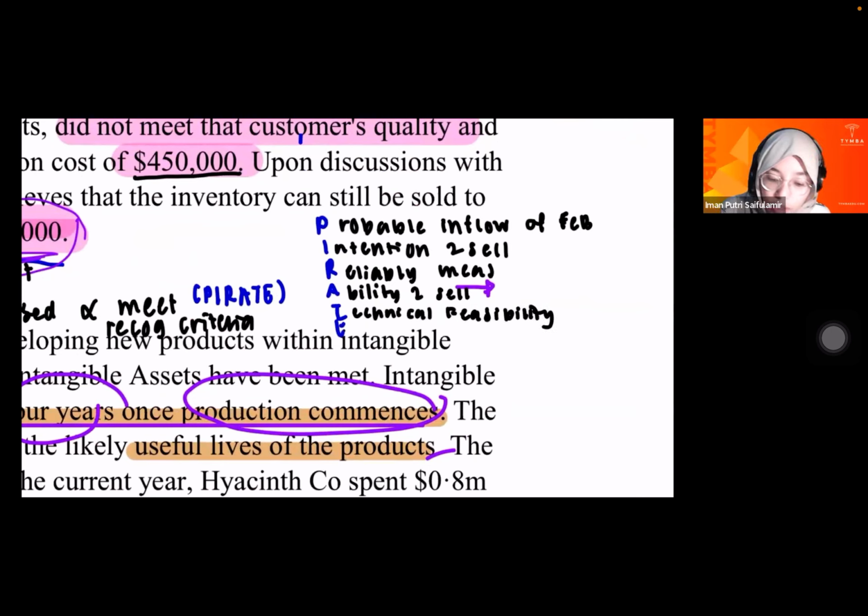Wait, I think I got it wrong. R is basically on the resources. Do they have sufficient resources? And lastly, expenditure can be measured reliably.